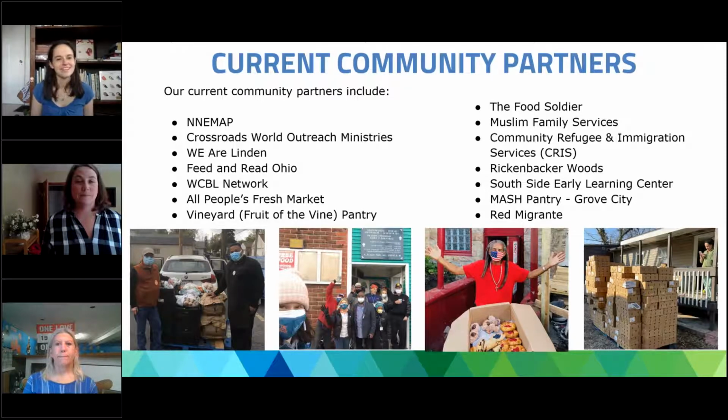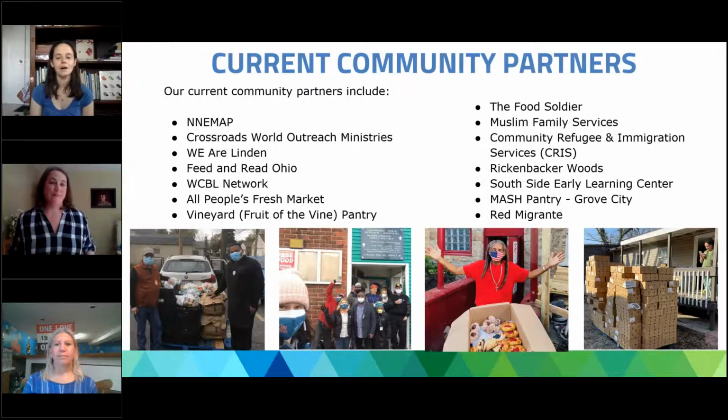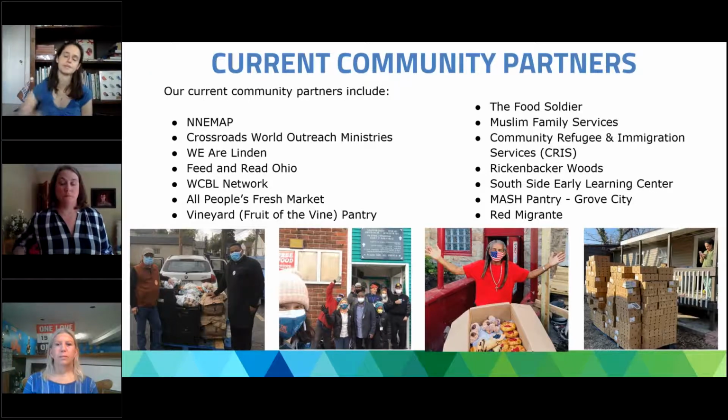My second favorite slide. These are a sample of some of our current community partners to give you some names to go with those dots on the map. We are working with community partners all over Columbus and beyond. Some of these are really established pantries. We've got NEMAP, All People's Fresh Market, the Vineyard Pantry, the Mash Pantry in Grove City. Sometimes we also are able to take stuff to the Mash Pantry in Delaware.